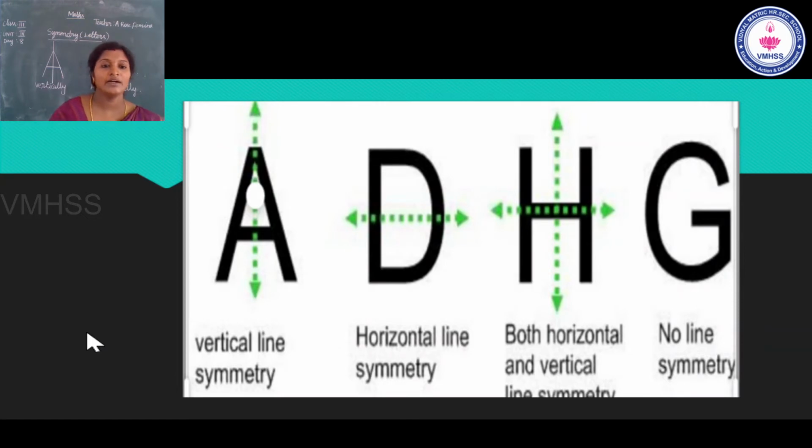See the slide. Letter A has a vertical line of symmetry. Letter D has a horizontal line of symmetry. And letter H has both horizontal and vertical lines of symmetry. See the board.